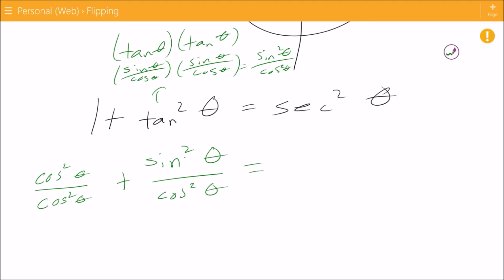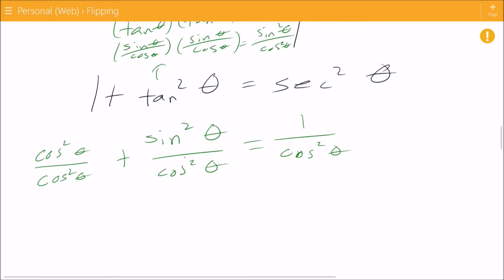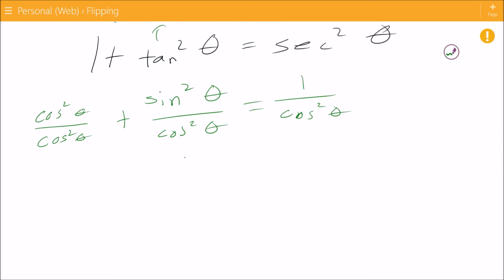Let's also rewrite this secant squared theta. This is the same thing as 1 over cosine squared theta. So now this is starting to look pretty nice. I've got everything here with the denominator of cosine squared theta. Let's add them up.